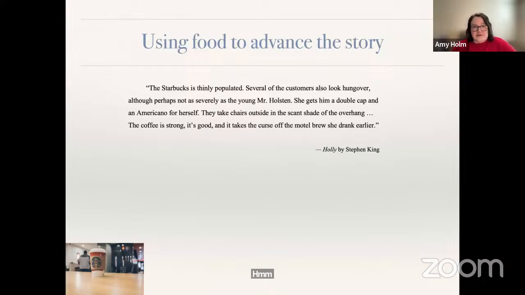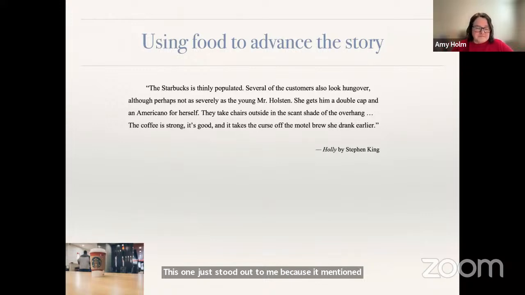This one just stood out to me because it mentioned Starbucks and used it as part of the setting. In this case, the main character is simply doing an investigation into a grisly murder situation, and she wants to ask questions of another character, and he's hungover, so she takes him to Starbucks for coffee in hopes that she can perk him up and then get some information out of him.